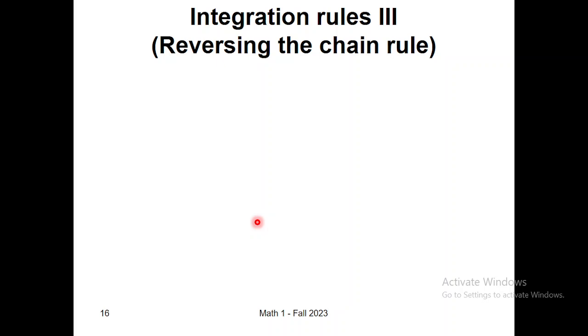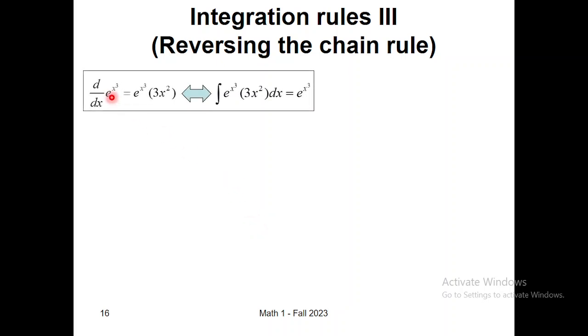Now we turn our attention to the third integration rule, which is very related to the chain rule in differentiation. Actually, it is a kind of reversing of the chain rule. Now, if you want to differentiate e to the power x cubed, the result based on the chain rule will be e to the power x cubed multiplied by the derivative of x cubed, which is 3x squared. So now you expect that the integration of this side will give the original function, which is the exponential function. So if you are asked to integrate e to the power x cubed multiplied by 3x squared, the result will be e to the power x cubed plus some constant.